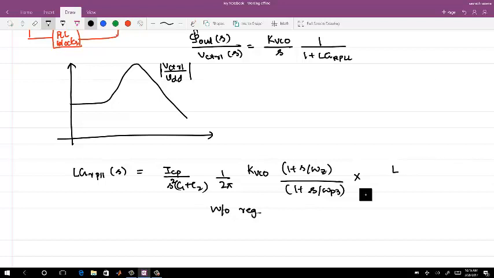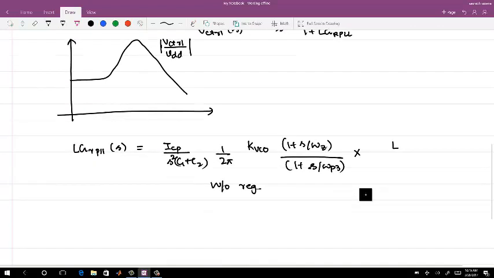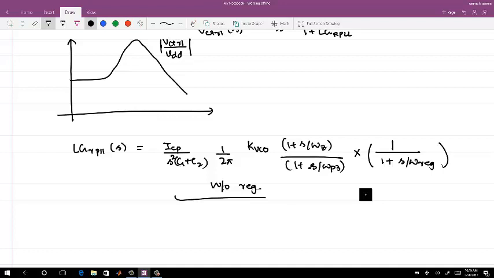Now this is the V control to V out. This is the V ref to V control transfer function, where basically the regulation bandwidth comes in, which is very important. Let me write your DC gain as 1 for that regulation and S by omega regulation. So this whole is with regulation.